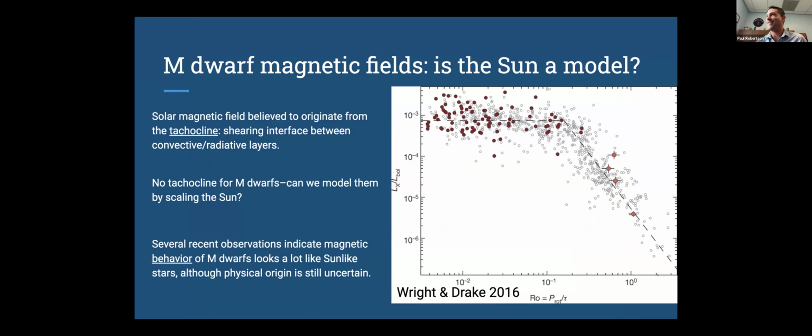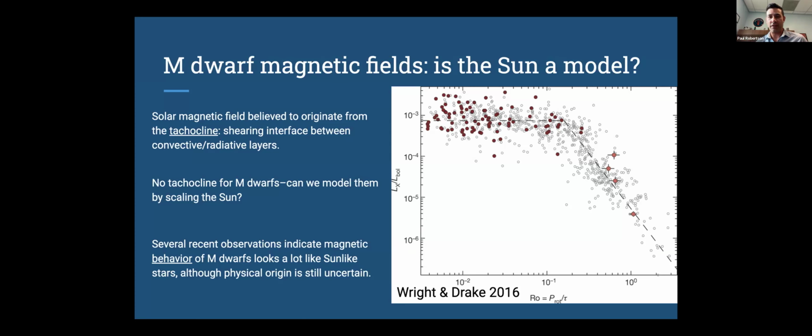With that said, there have been some really interesting recent observational results that suggest that even if M dwarfs are lacking a tachocline, they have a lot of the same magnetic behaviors. And so this is an example showing the X-ray luminosity, which is sensitive to magnetic field strength, as a function of the Rossby number, which is just the ratio of the rotation period to the convective turnover time. There are some results that suggest that you can just use rotation period, and that works fine.